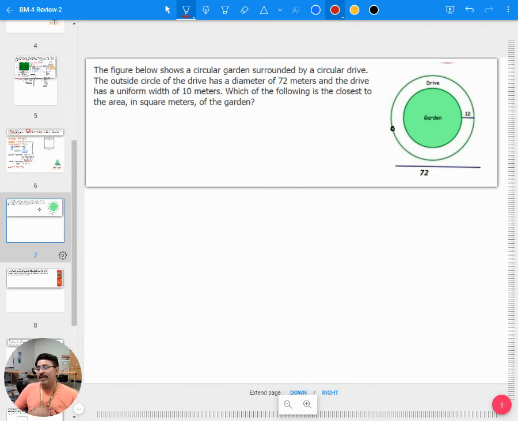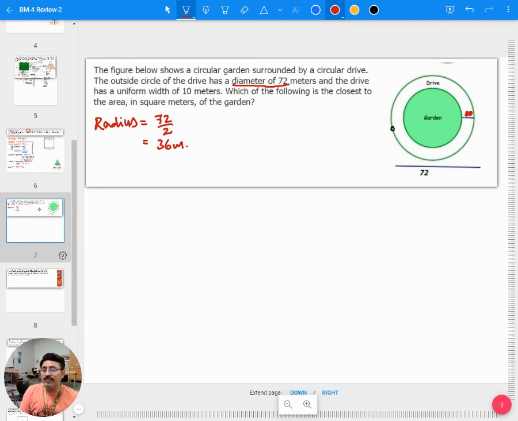First of all, whenever diameter is given, I recommend you compute the radius. That's the blanket rule. Radius is half of the diameter. Therefore, 72 over 2 gives me 36 meters. Right? And the drive has a uniform width of 10 meters. My apologies, it is 10 meters, not 12. It is 10 meters. This is the drive around the garden.